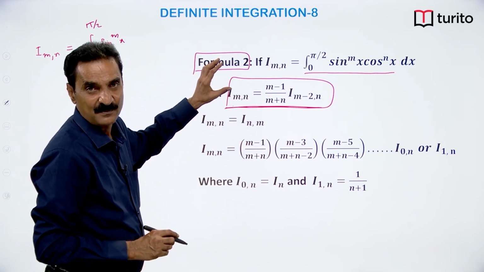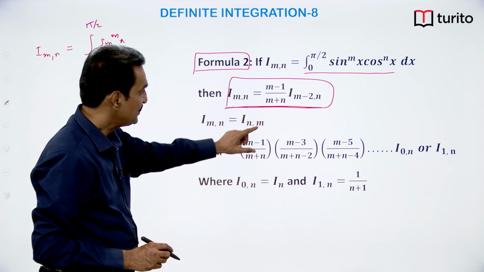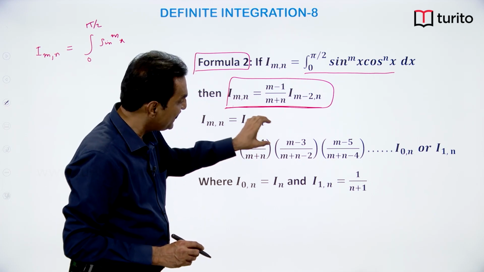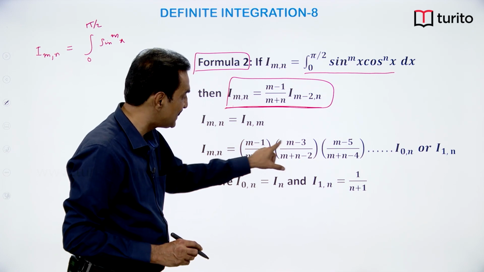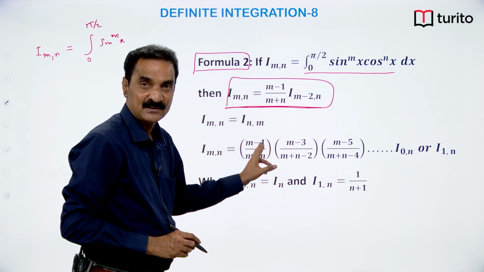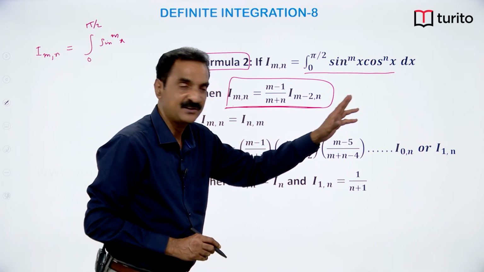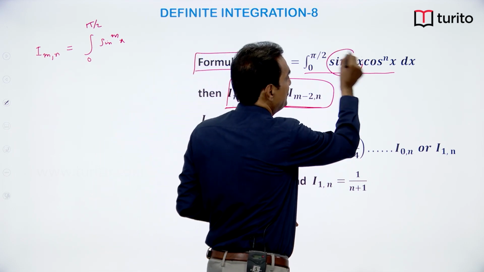Just like the first formula, first you write m minus 1 by m plus n, where you are reducing m by 2. Then again applying the same formula, m should be replaced by m minus 2. So this becomes m minus 3 by m plus n minus 2. That means you are subtracting 2 from the numerator and 2 from the denominator. Again repeatedly do it. So what happens, m will be reduced completely.